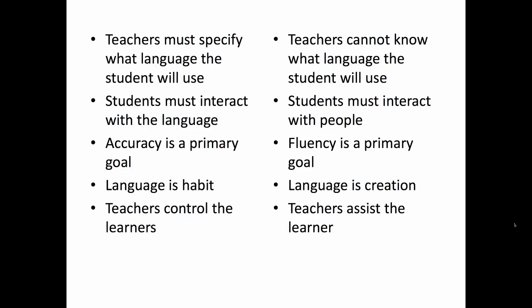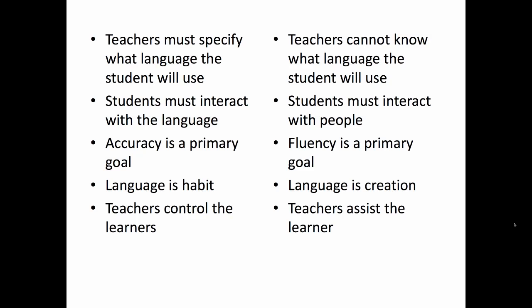Again, on the left we have the audiolingual side. Teachers must specify what language a student will use. Teachers have to strictly control things, because if you don't control what the teacher says, then the students might make mistakes. Through making mistakes, they develop habits, sometimes good, but often bad, and that's difficult to remove. Now, on the communicative side, teachers cannot know what language a student will use. This is because in communication, you have to be creative. So things are going to happen. Students are going to invent phrases, ideas, and they're going to use things they may not feel 100% confident with. But that's good, and we encourage that, because that's how we learn.